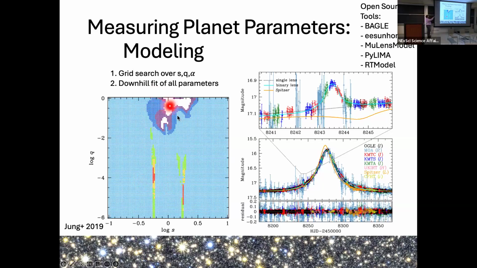So you would first perform that grid search. You also usually do a grid search over the angle of the trajectory of the source relative to the lens. And then once you found some good potential solutions, you then run full modeling, downhill fitting, with all of your parameters free.